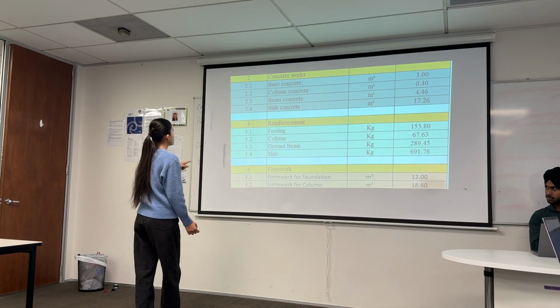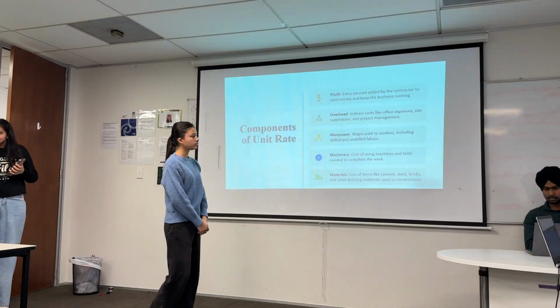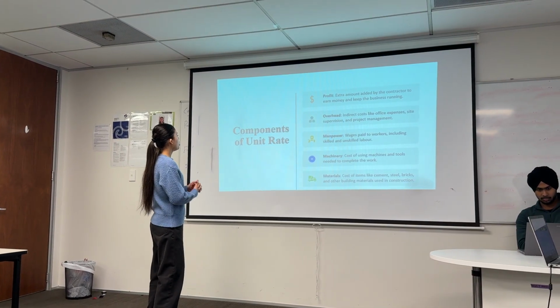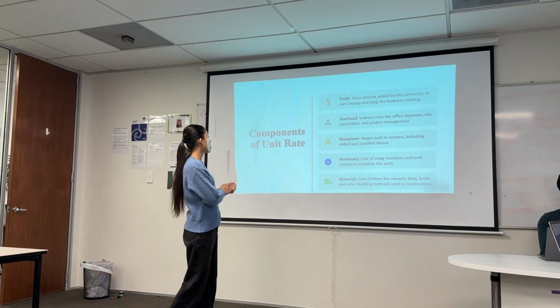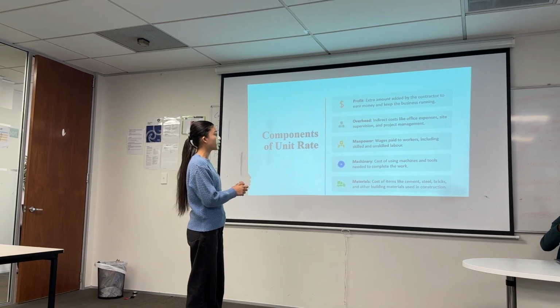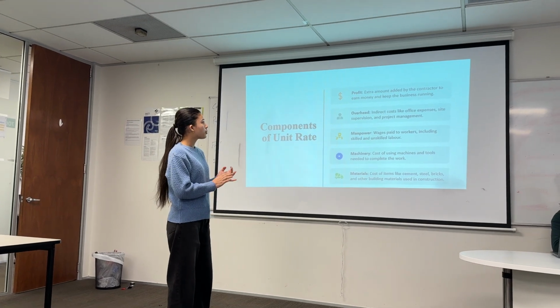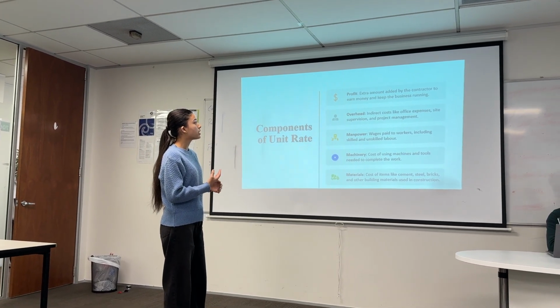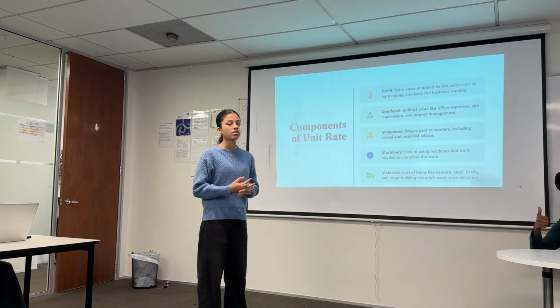This is the second part of that, like concrete work, reinforcement, and form work. And for the component of unit rate, here are like five components of unit rates. First one is profit. Profit is extra amount added by the contractor to earn money and keep the business running.